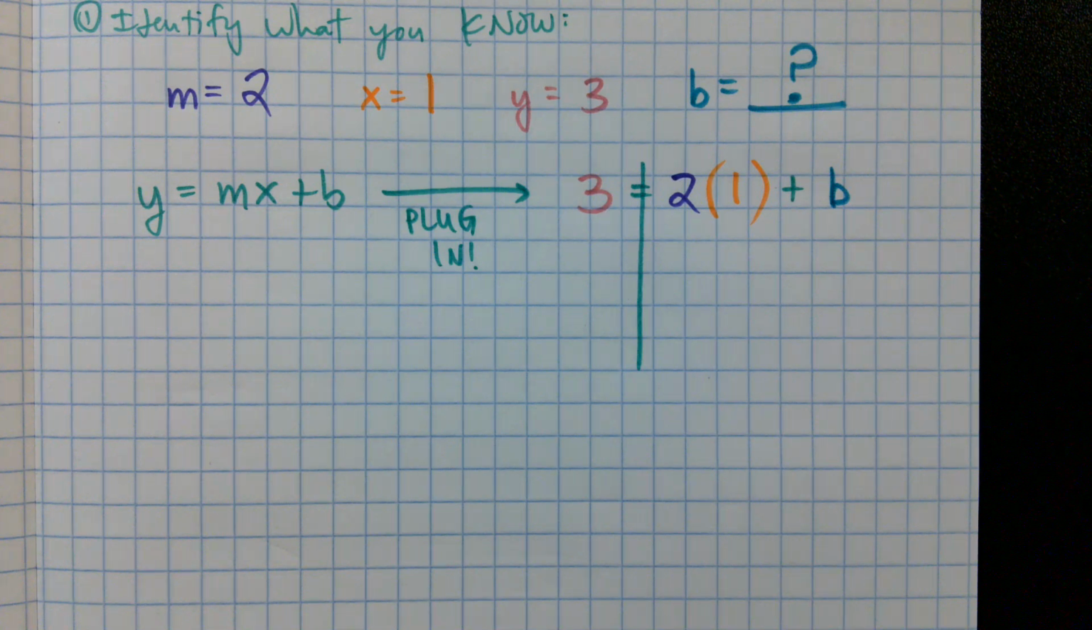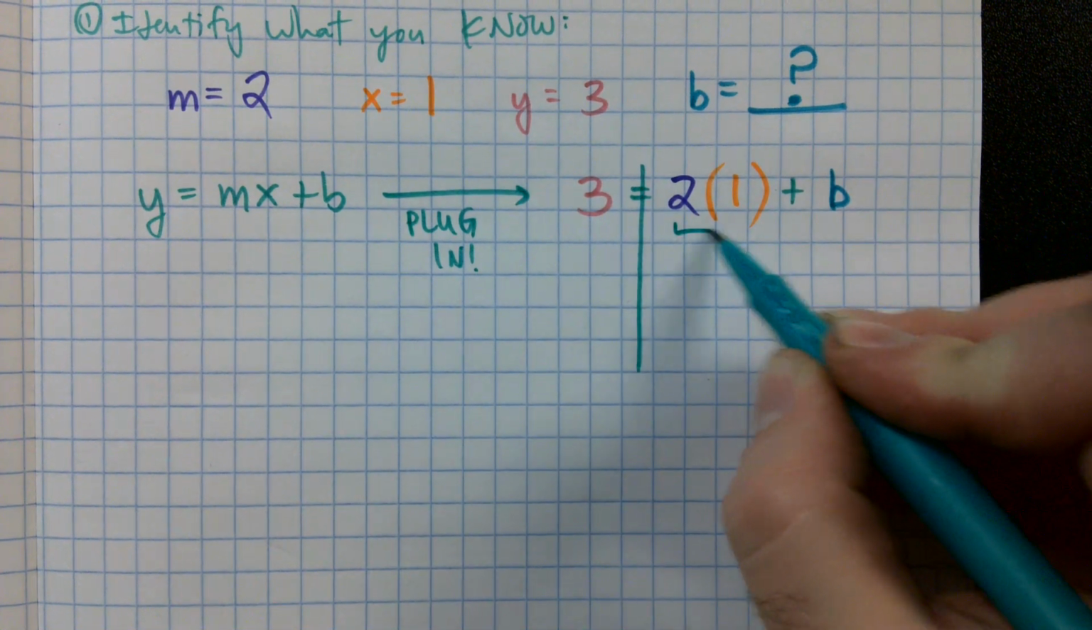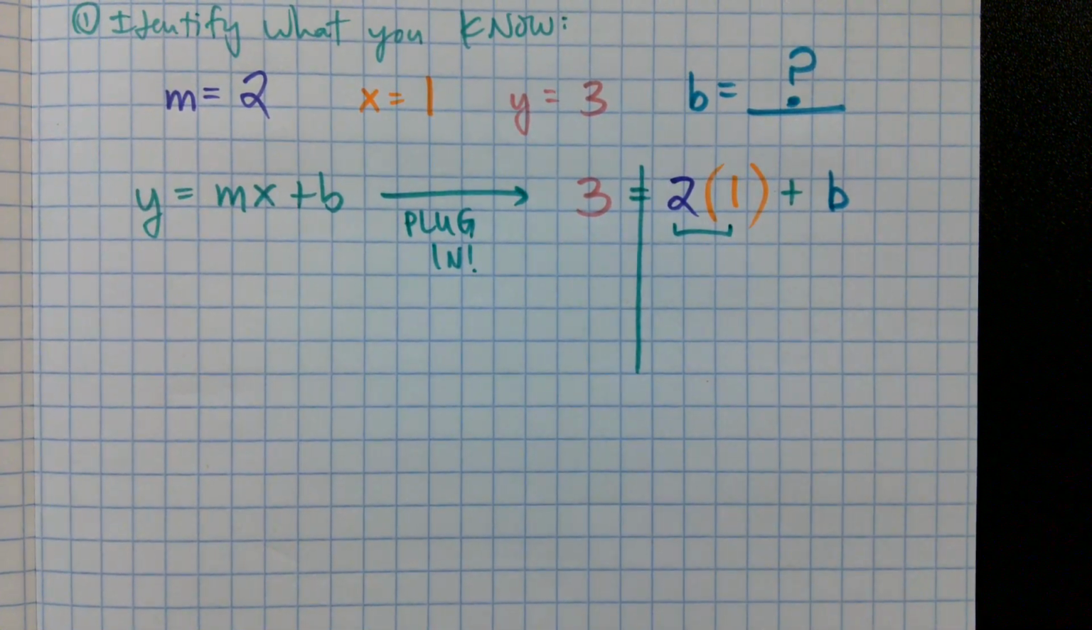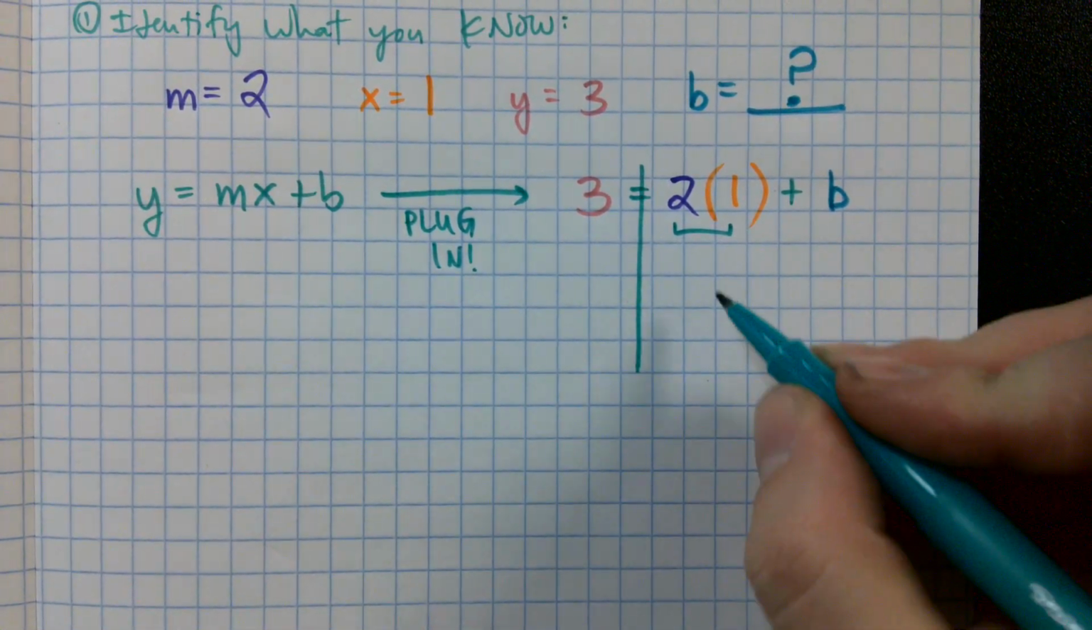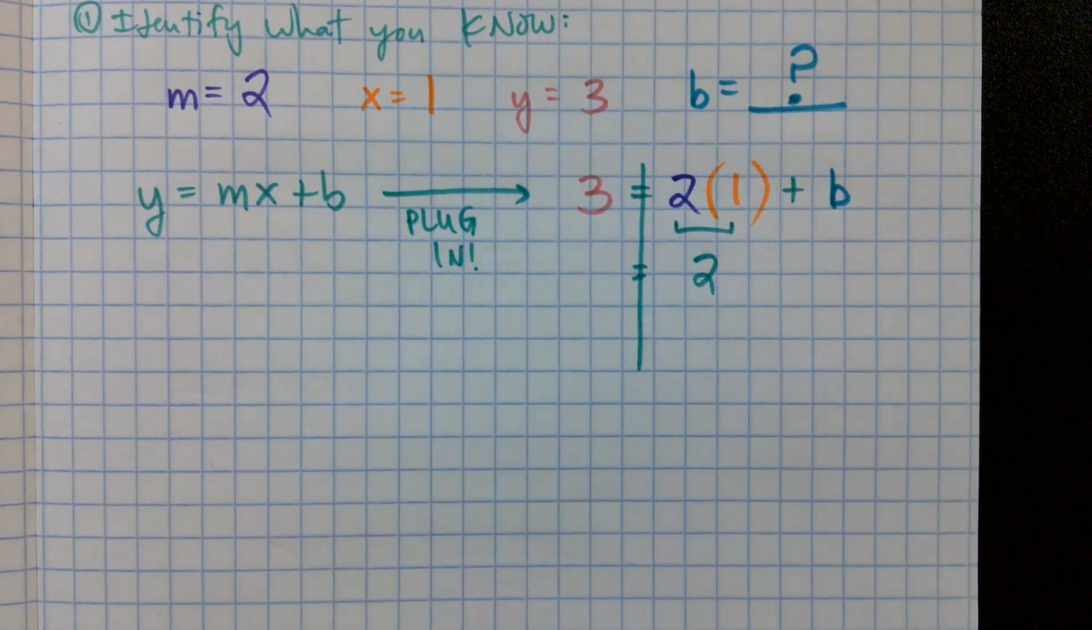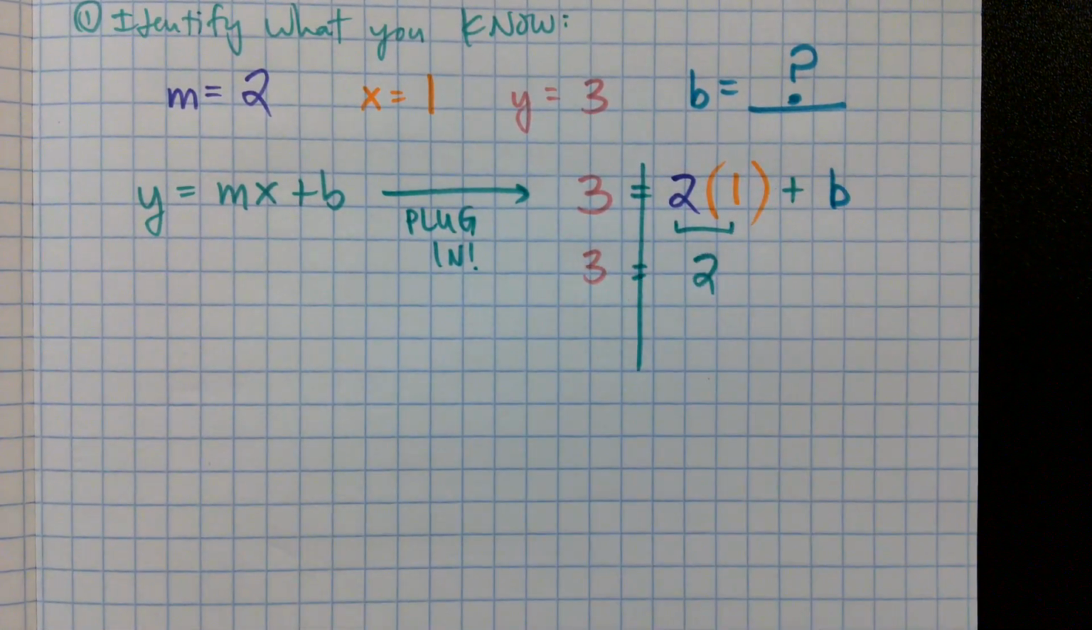What's the first thing I need to do if I want to get b all by itself? Before we subtract, we want to follow PEMDAS, right? Multiply 2 by 1. Well, what is 2 times 1? 2. Okay, let me rewrite this and give you a moment to write it before we move forward.